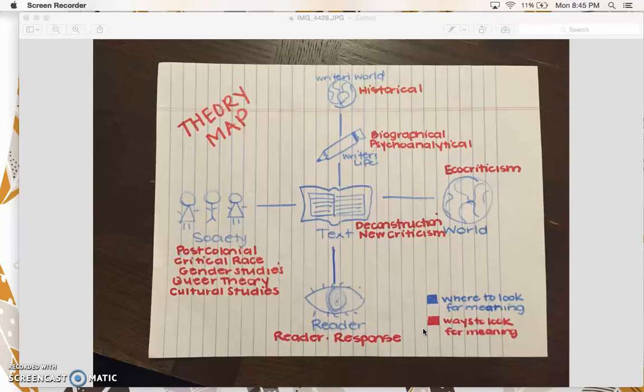Had this text been printed in a magazine, like Cosmopolitan or Teen Vogue, how would that type of audience have reacted to this text differently than if it was published in, let's say, the New York Times? So reader response is all about you and about the audience and how the audience is influenced by a text.